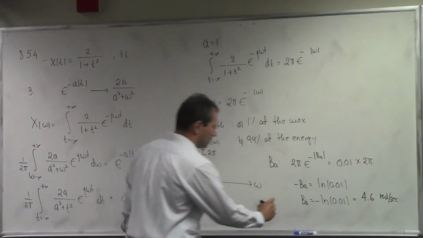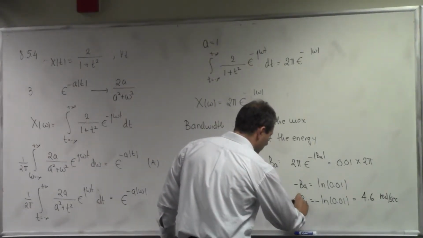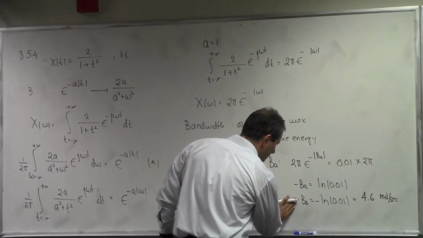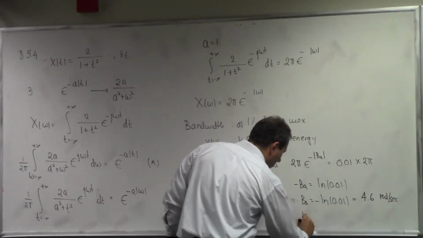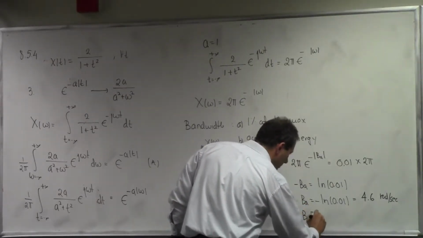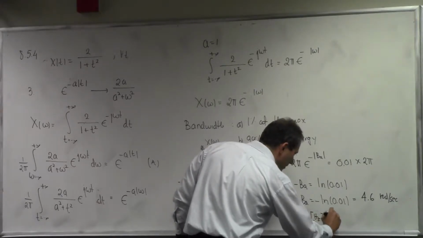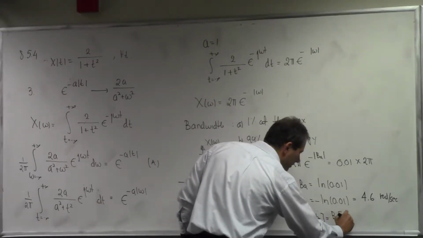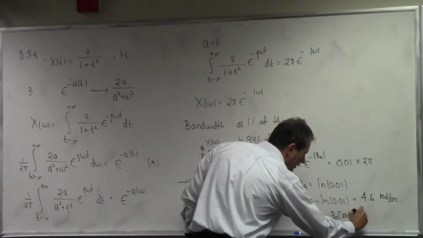So your F_A, or let me just say in radians per second, or V_A in hertz, is going to be V_A in radians per second divided by 2 pi.